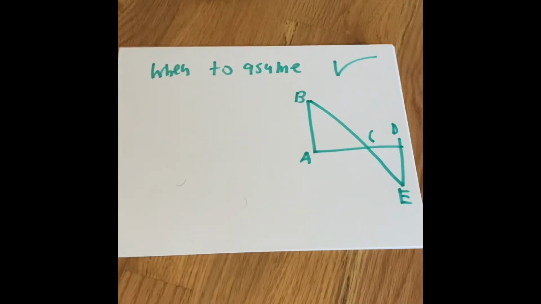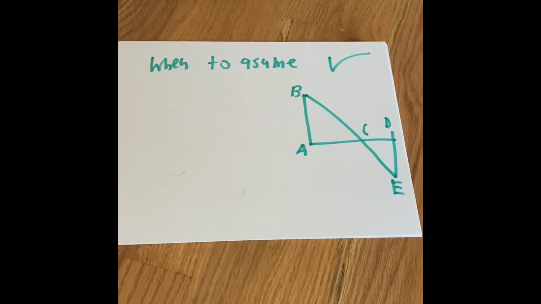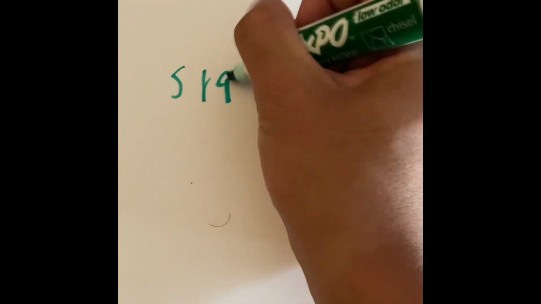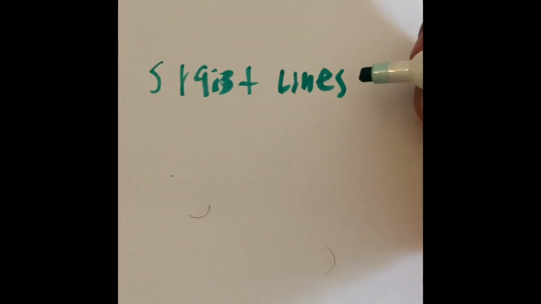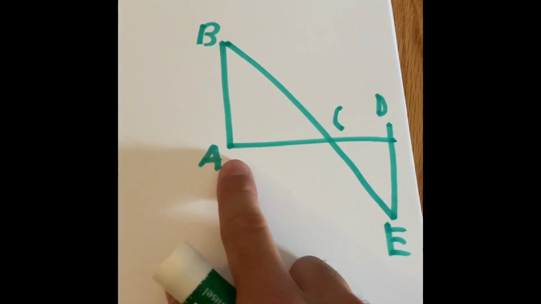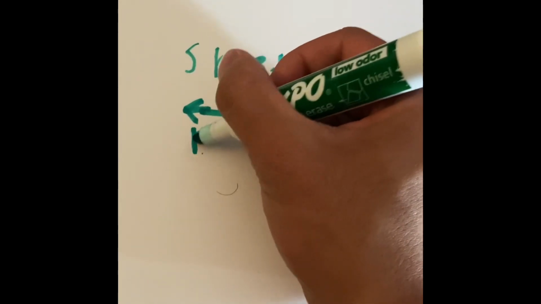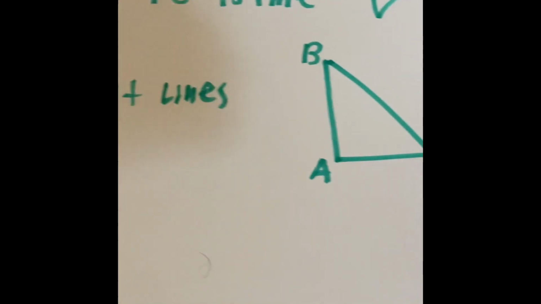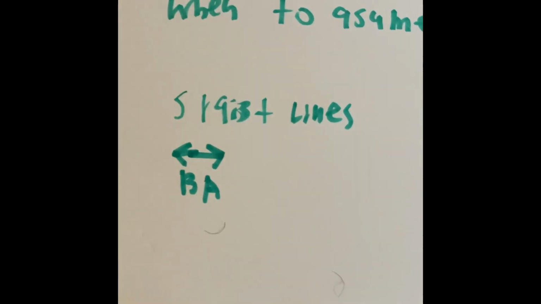So, right here are some examples where we can assume things. Things like lines are straight, so we can say straight lines. For example, we can say that line BA is a straight line. We can also say that line BA can be a straight angle. So straight lines and straight angles can be one of them.